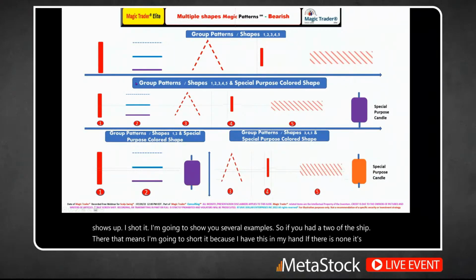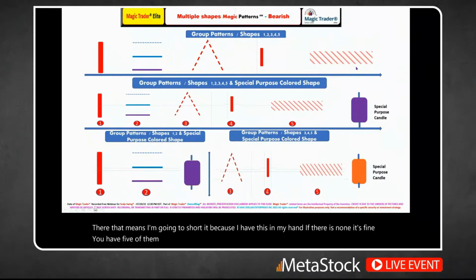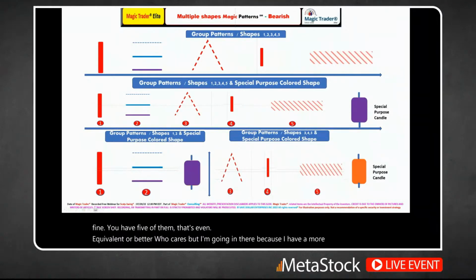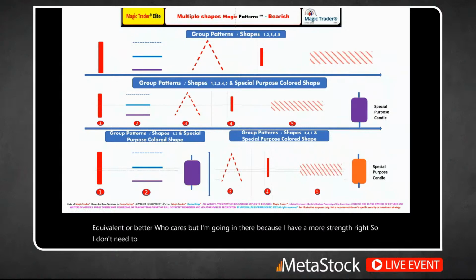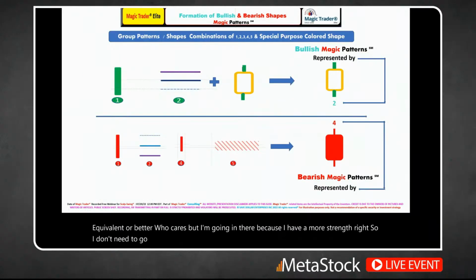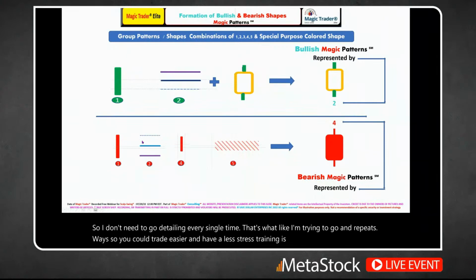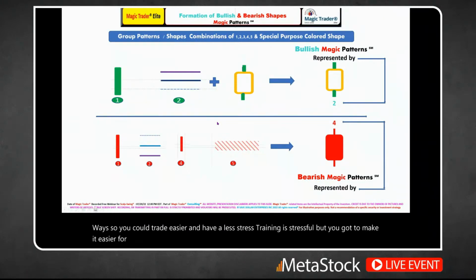You have 5 of them. That's even equivalent or better. Who cares? But I'm going in there because I have more strength, right? So I don't need to go detailing every single time. That's what I'm trying to do, go on repeatable, recognizable ways, so you could trade easier and have less stress. Trading is stressful, but you got to make it easier for yourself. So you could use quality time for other things.